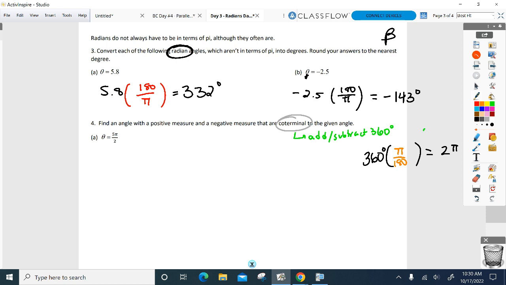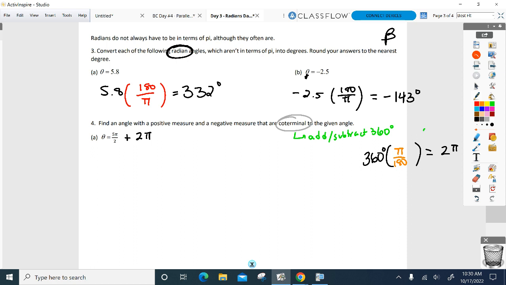So give me another positive angle that's the same as 5 pi over 2. I'm not going to add 360. I'm going to add its equivalent, which is what we just found was what? Add 2 pi to it. Do not even think about giving me 7 pi over 2. Do they have like denominators?